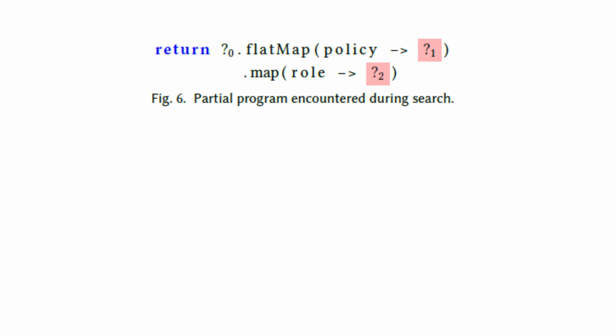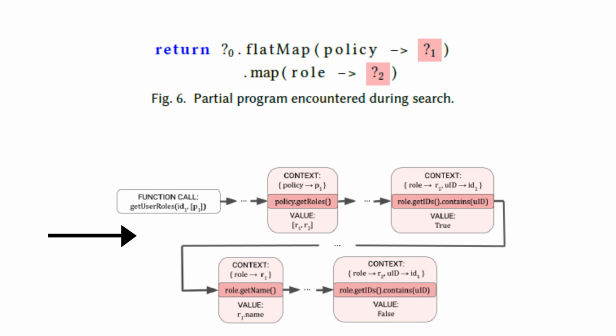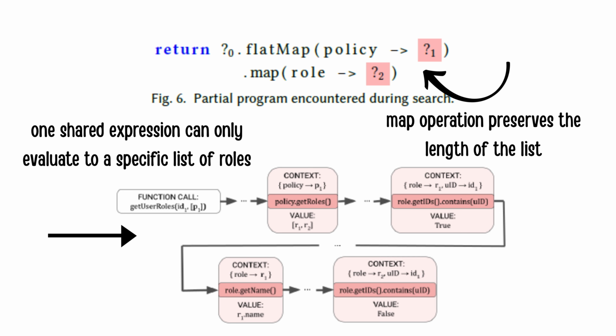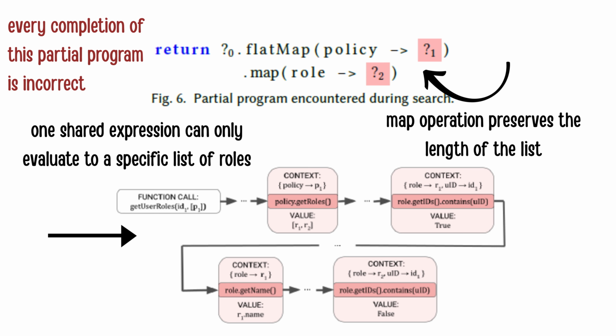The paper illustrates this with an example where the synthesizer constructs a partial program containing flat map and map. By analyzing the execution trace, it determines that one shared expression can only evaluate to a specific list of roles. Working forward through flat map and backward from the expected output, it concludes that map can never produce the required result, because the map operation preserves the length of the list. Since this contradiction cannot be resolved, the synthesizer confidently concludes that every completion of this partial program is incorrect and prunes it immediately. This kind of reasoning would not be possible if we only looked at the final input-output examples.